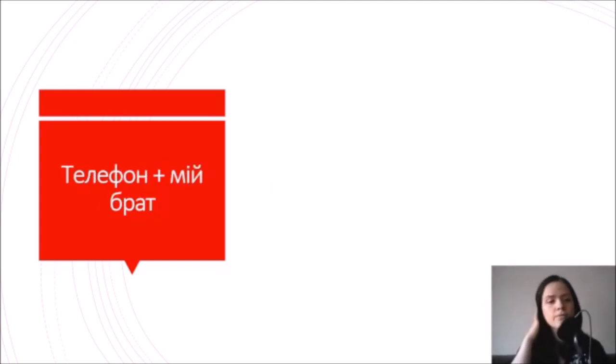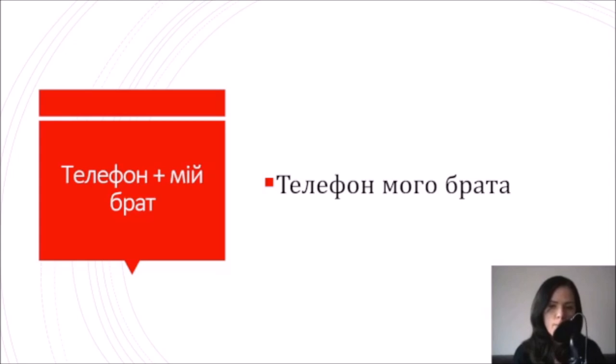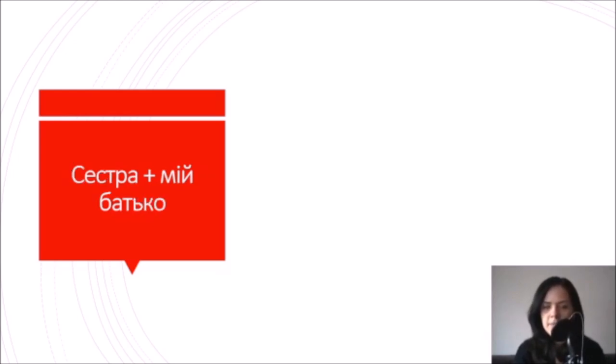Next. Телефон and мій брат. Телефон means the phone, and мій брат means my brother. So the phone of my brother will be телефон мого брата. The phone of my brother. Телефон мого брата. So мій брат in nominative changed to мого брата in genitive. If you need to revise the possessive pronouns declension, I will leave it for you somewhere here so you can find and do your revision. Next, сестра, мій батько. Okay, сестра means sister and мій батько means my father. So the sister of my father or my father's sister will be in Ukrainian.